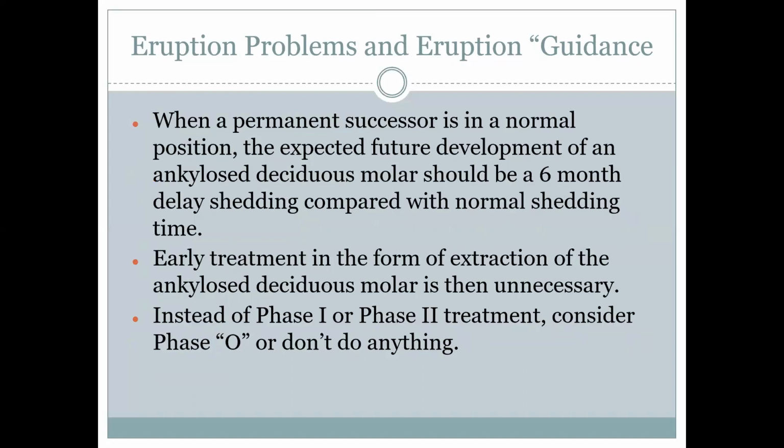So when a permanent successor is in a normal position, the expected future development of an ankylosed deciduous molar should be a 6-month delay compared with normal shedding. Early treatment in the form of extraction of the ankylosed dentition or deciduous molar is unnecessary. So instead of phase 1 or phase 2 treatment, consider phase 0, or don't do anything.